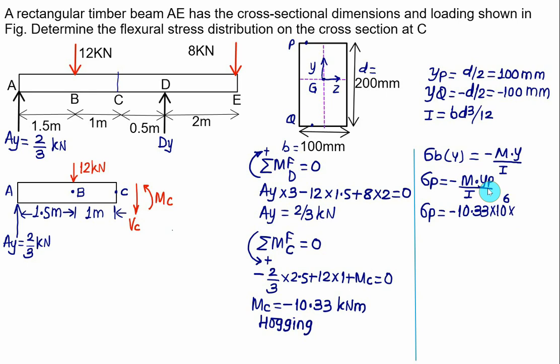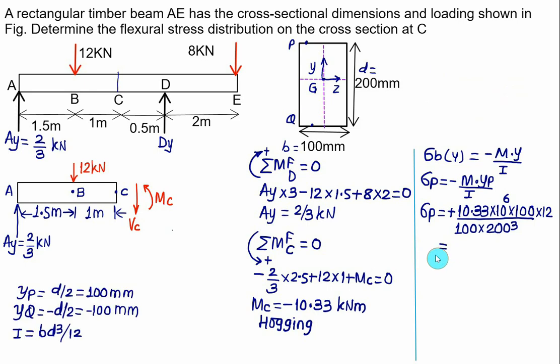Value of yp is taken as positive, it is 100, divided by, for rectangular section, we have moment of inertia is bd cube by 12, out of that b is equal to 100 and the depth is equal to 200. So we have 200 cube and 12 will shift in numerator. Now because of the negative value of M, it will become positive value. It means that we have tensile stress on the top fiber. So we have sigma p will be equal to 185, a positive value, megapascal. So this value will be tension.